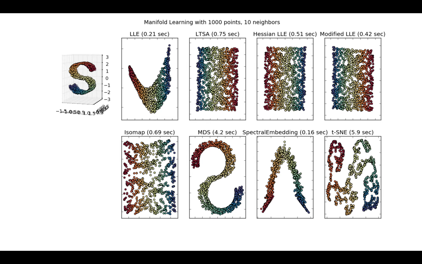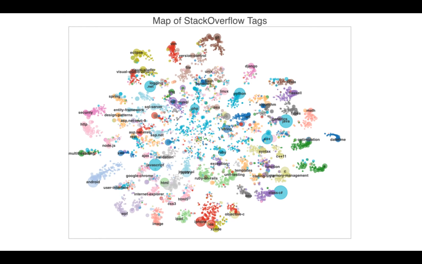So this is all very abstract. What does it mean? Well, I took essentially the same data set as the Stack Overflow tags visualization I showed earlier, and I ran it through t-SNE, and this is the output.